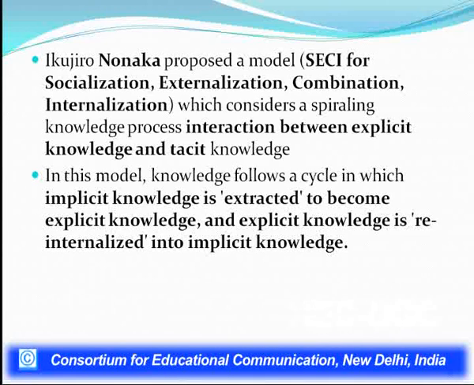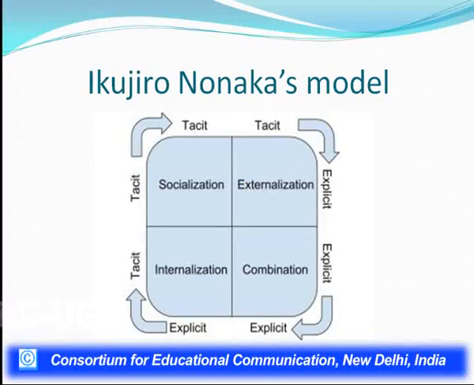Now, this is a very interesting model. In this slide, you can see this model. There are 4 quadrants of this model: socialization, externalization, internalization, and combination. Socialization is a process where tacit knowledge is converted into tacit knowledge only. Now, what does that mean?